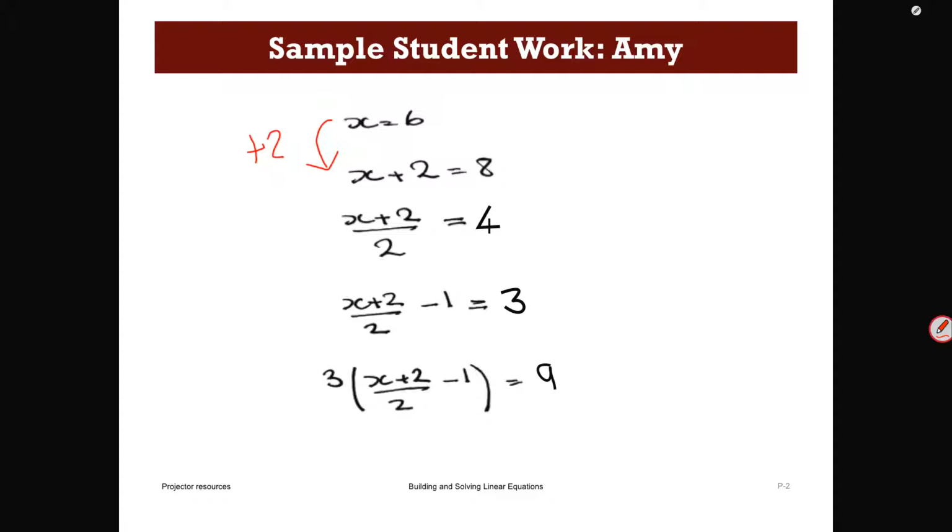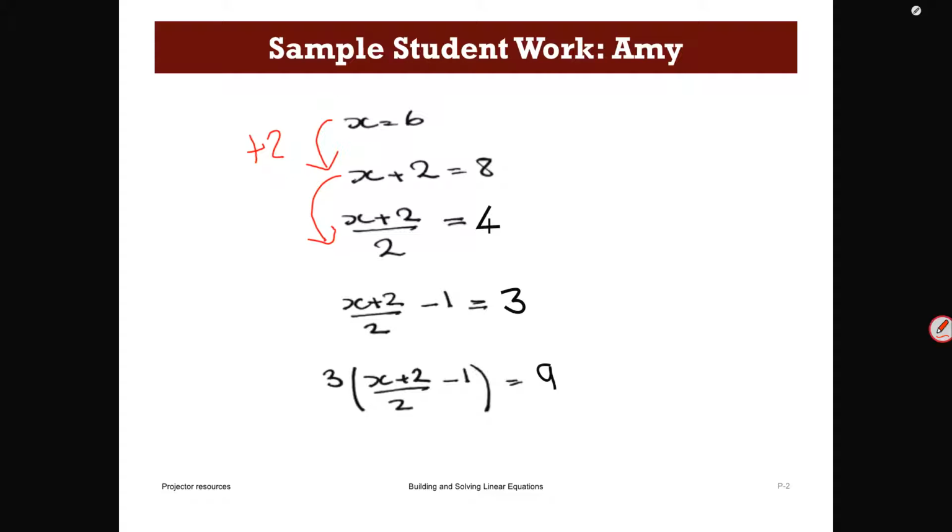If you notice, she didn't just add 2 on this side, she also added 2 here. Why? From this step to this step. Because we have to keep the equation balanced by doing it on both sides, by whatever we do to one side of the equation, we have to do on the other. Good. Okay, so somebody tell me what she did from this next step, from here to here.